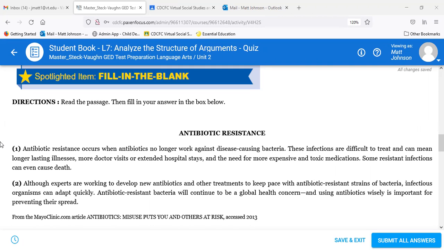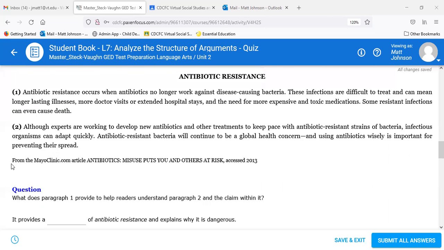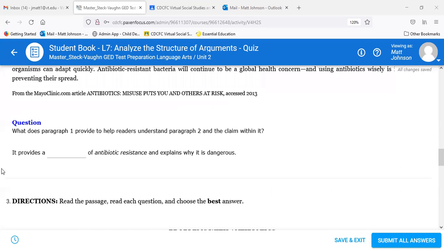Although experts are working to develop new antibiotics and other treatments to keep pace with antibiotic-resistant strains of bacteria, infectious organisms can adapt quickly. Antibiotic-resistant bacteria will continue to be a global health concern, and using antibiotics wisely is important for preventing their spread. So, what does paragraph 1 provide to help readers understand paragraph 2 and the claim with it? It provides a blank of antibiotic resistance and explains why it is dangerous. What do we need there?